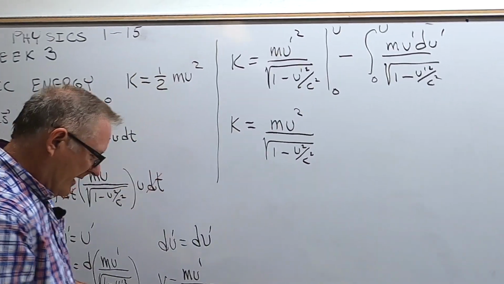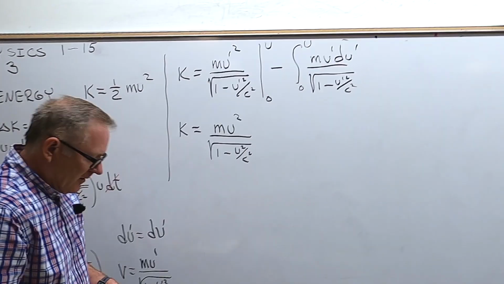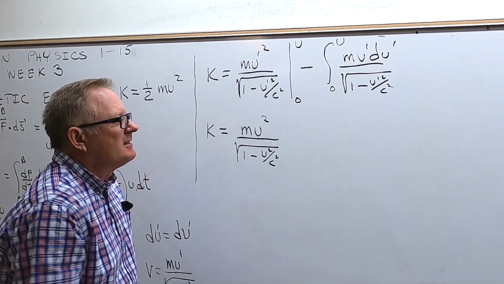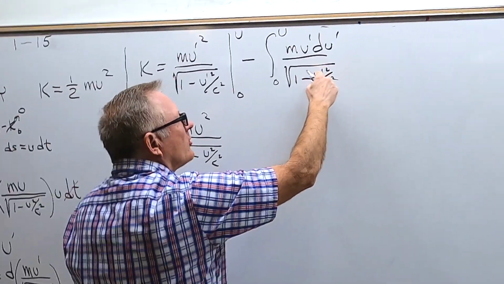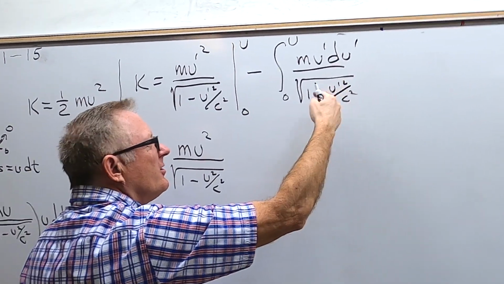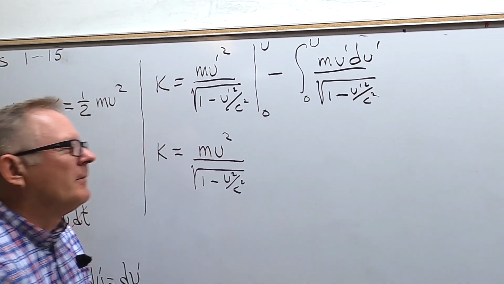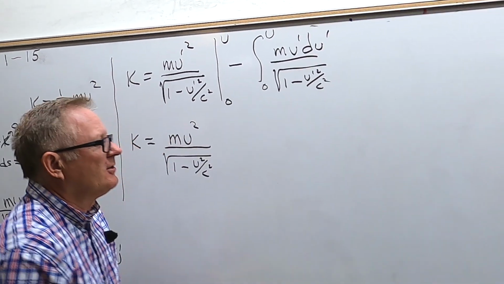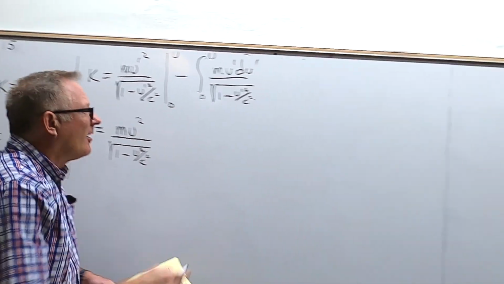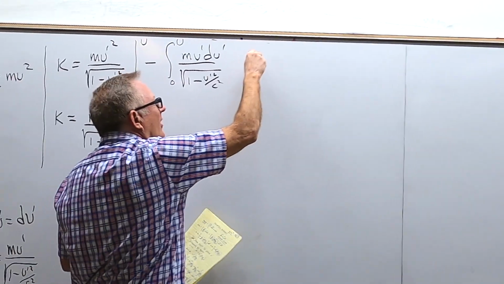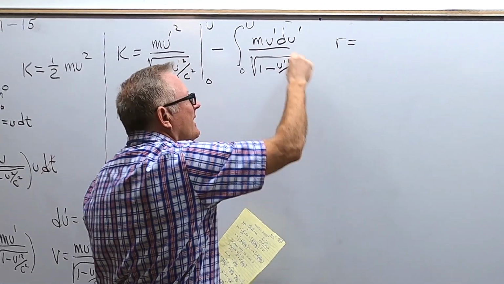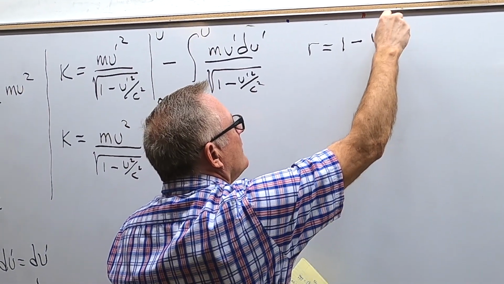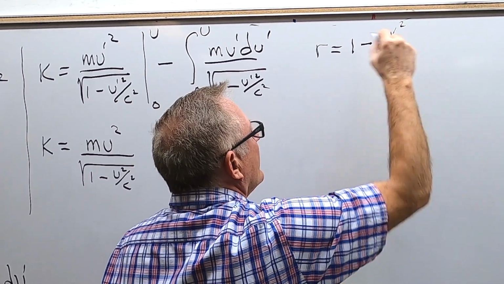Well, let me see, how are we going to integrate that right there? Since I know the derivative of u squared is like a 2u, and we have one up in the top, why don't we try a u substitution? Well, I don't want a u substitution, I've got enough u's. How about an r substitution? Why don't we let r equal to this, everything inside the square root, which is 1 minus u prime squared over c squared.